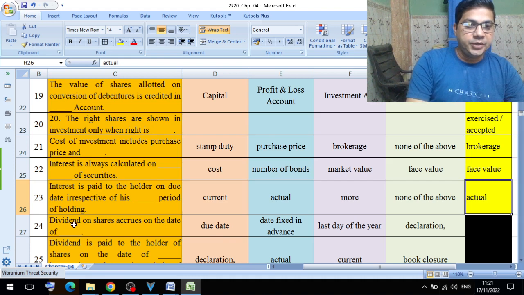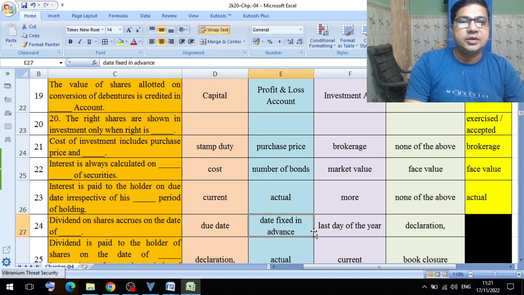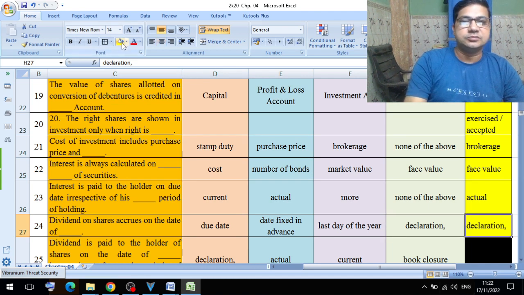Next, dividend on shares accrues on the date of dash. Option A, due date. Option B, date fixed in advance. Option C, last day of the year. And option D, declaration. So which one is the best option? That is declaration. The dividend on shares accrues on the date of declaration.